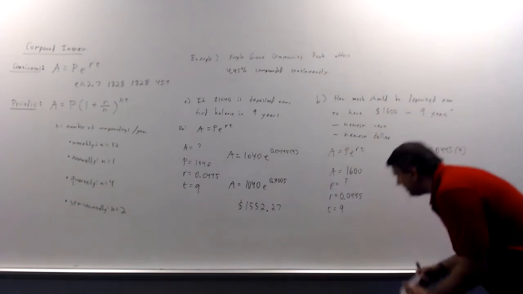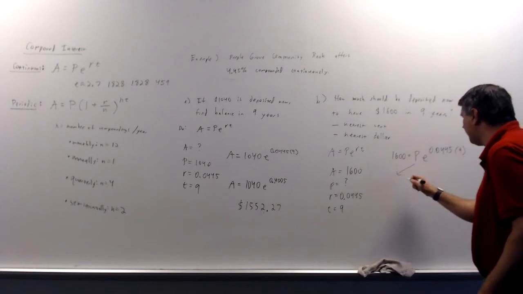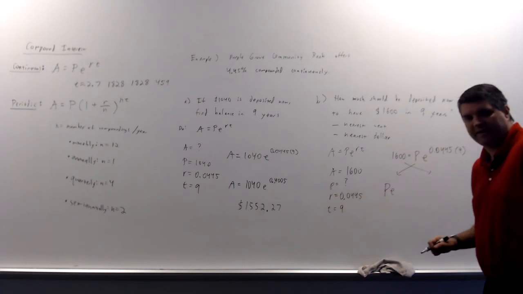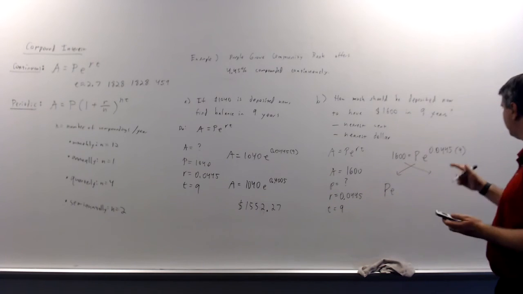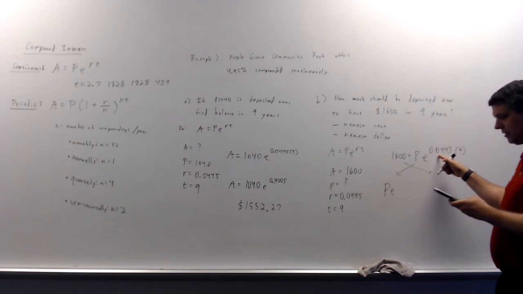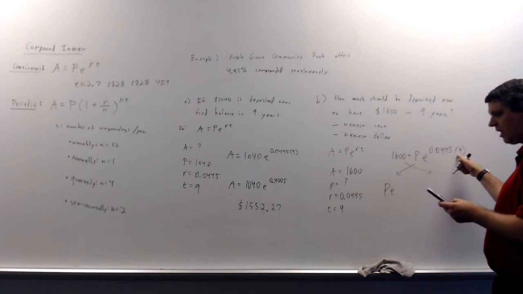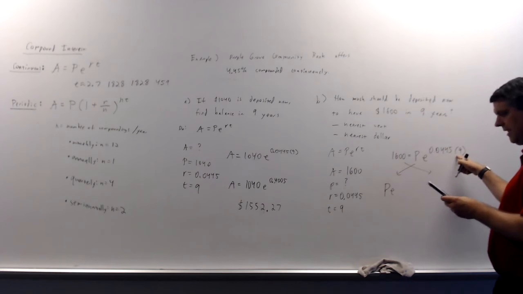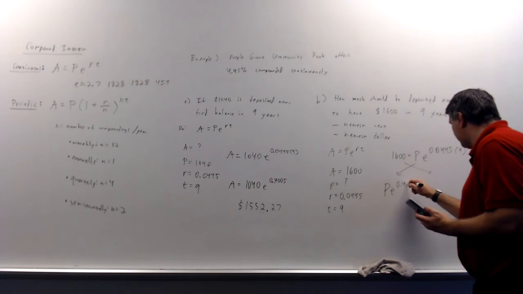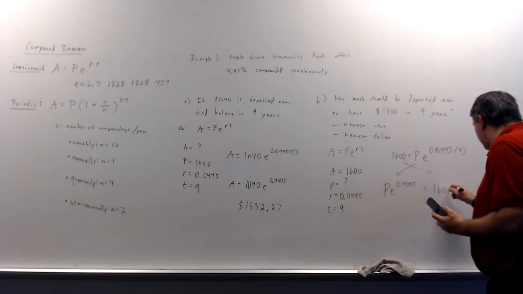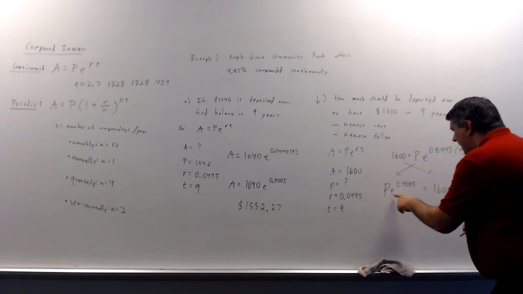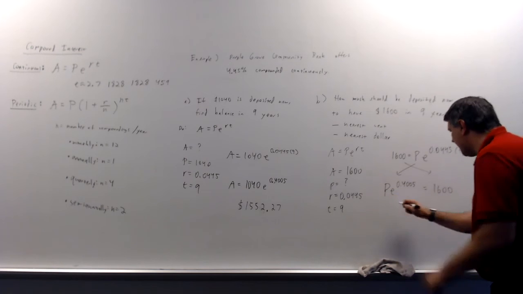So what I'm going to do is, since that's my unknown, I'm going to switch the sides and move it over here. Okay, so I have P. I am going to go ahead and simplify the exponent. I'm going to pretend that I don't know what the answer to this is. So 0.0445 times 9 gives me 0.4005, and that equals 1,600. Now, my goal is to undo, I got P times this e to something. I'm going to undo the multiplication by dividing.